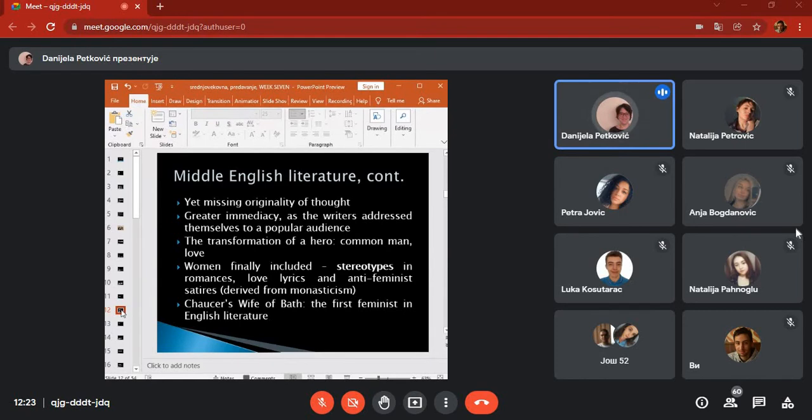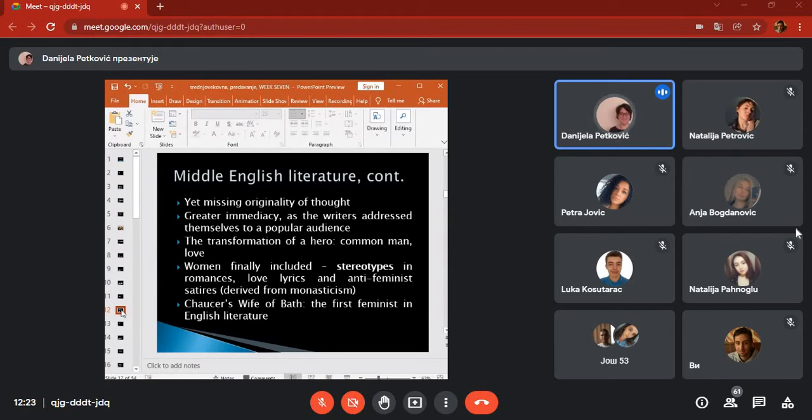What you see as a hero is now a common man, and the subject matter is often love, which, if you remember, is not something that you find in Old English literature. You do not find love, especially heterosexual love between a man and a woman. You do not see it treated as valuable or worthy of consideration in Old English literature.